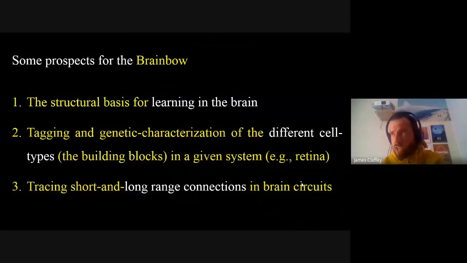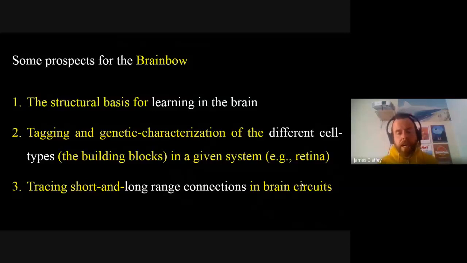It gives us really good detail for the first time. Tagging and genetic characterization of the different cell types, the building blocks in a given system, the retina of the eye for example. How can they be replaced? How can they be repaired? Same thing with tracing short and long range connections in the brain circuits. This is a big part for people who are amputees, for example.